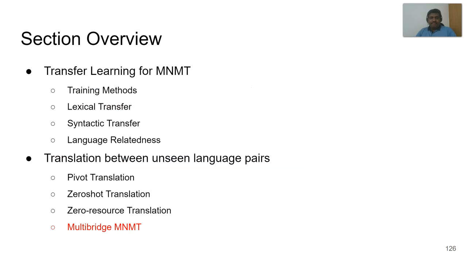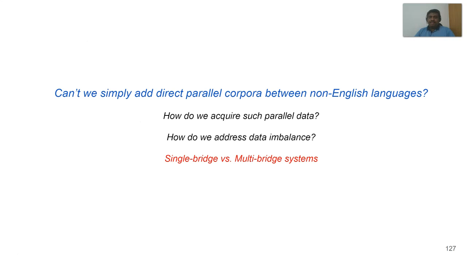Finally, so far we have looked at scenarios where there is a single bridge language involved. Most cases this tends to be English. However, the assumption always was that it's very difficult to find data directly between non-English language pairs. But there is some recent work which is interesting, which shows that we could probably look at multi-bridge systems where we have corpus directly between non-English languages.